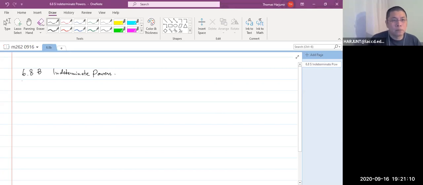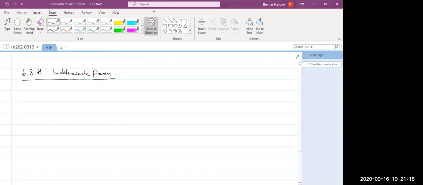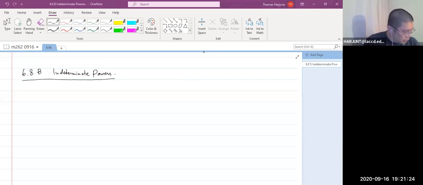And I believe I gave you one example already, but let's recognize the cases where we need to apply what we do here. The first case is when we have 0 to the 0, infinity to the 0, 1 to the infinity.